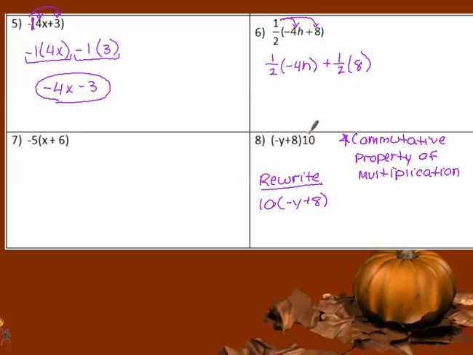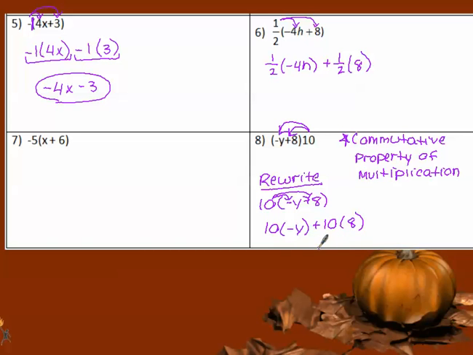If you wanted to leave the 10 there, that's fine. You would just go to the first number and then to the second number, which is going to be the same thing you would do here. Outside times the first, outside times the second. So I have 10 times negative y, positive 10, so plus 10, times positive 8. Works the exact same way.